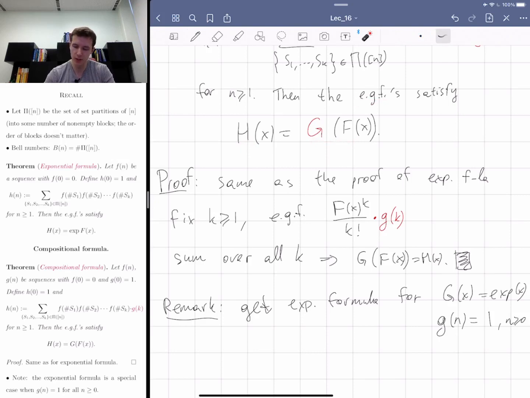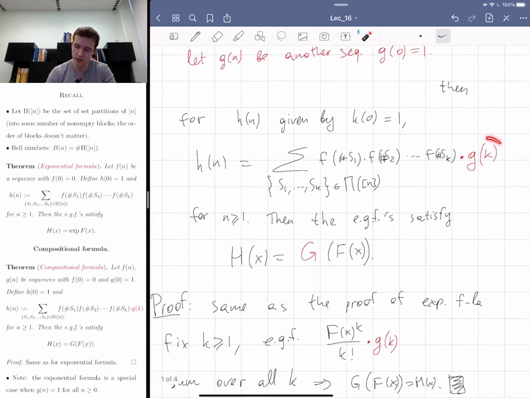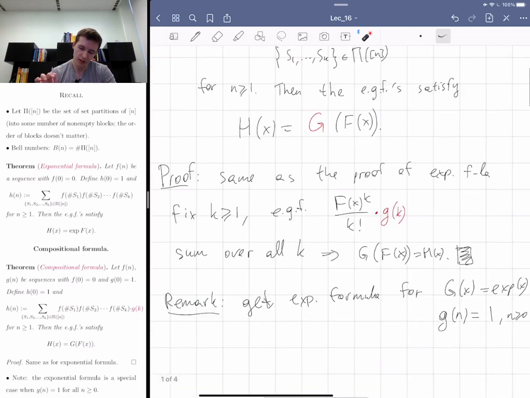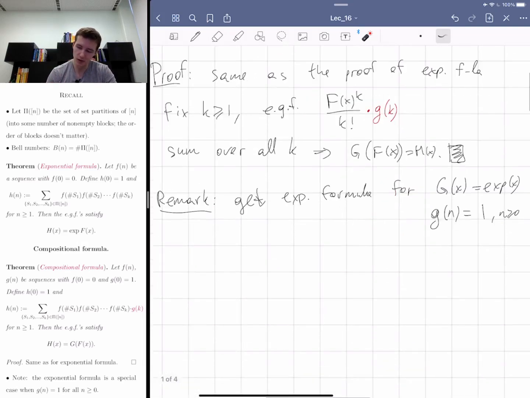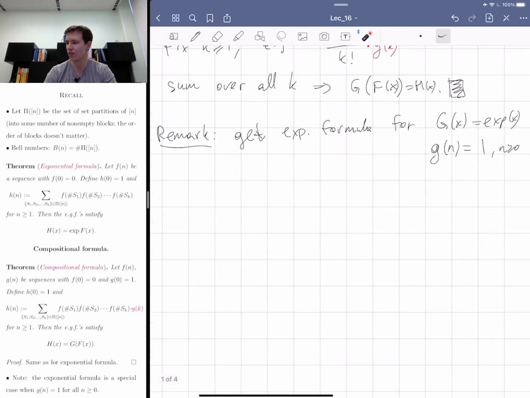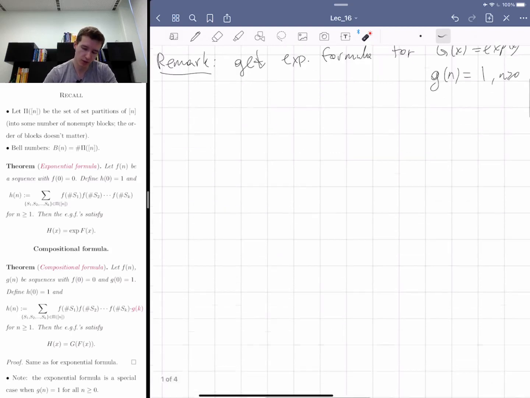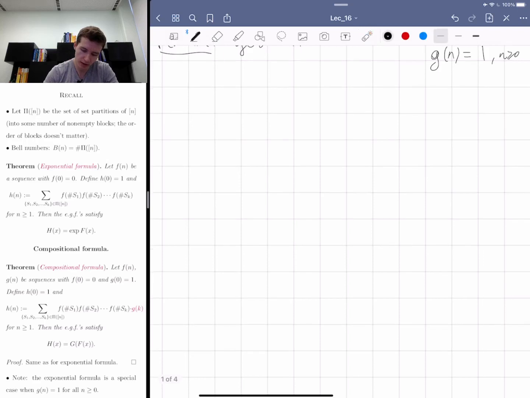So, and that makes sense, right? For the exponential formula, we didn't have any term here. That corresponds to g of k being equal to 1. And now I want to compare the result. Last lecture I ended up with a nice result for n factorial. Let me remind you what we did in the last lecture.